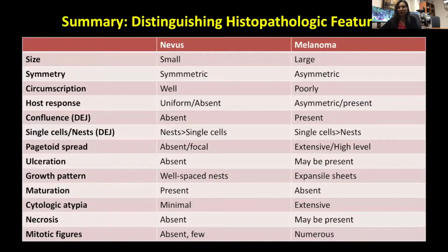So here is a summary distinguishing nevus versus melanoma. Size: the magic number is 6 millimeters. Again, symmetry and circumscription, host response, and confluency. Another thing is the presence or absence of ulceration, meaning lesion-associated, not trauma-related. Then growth pattern, the presence or absence of maturation, as I just mentioned, and of course necrosis. Necrosis is an obvious histologic feature of malignancy. Those are the features that help us differentiate benign versus malignant lesions.